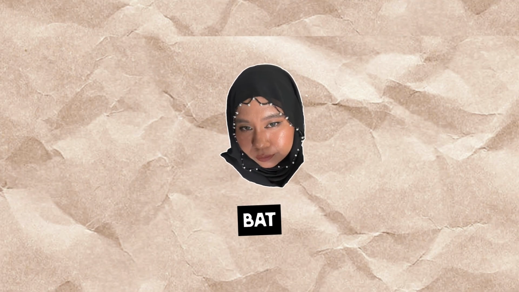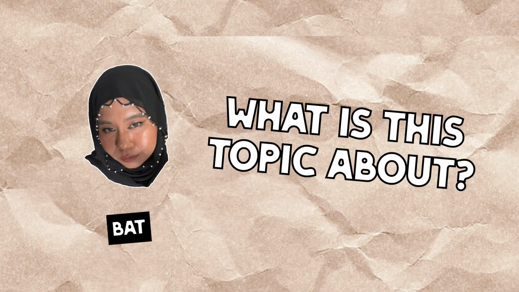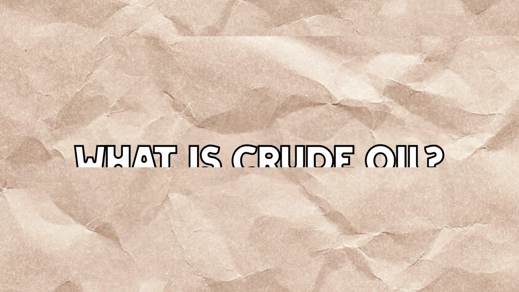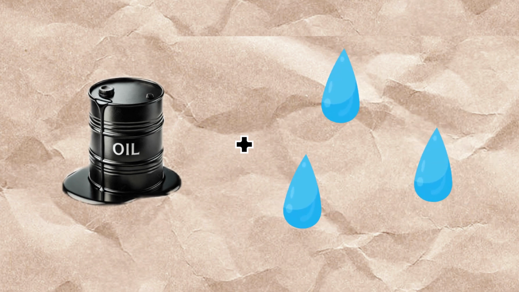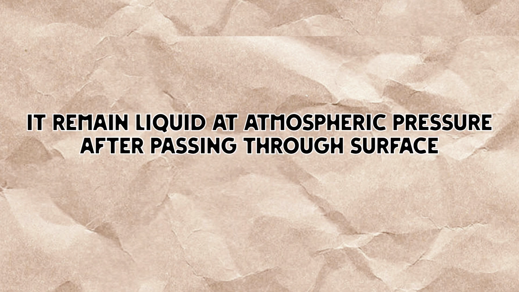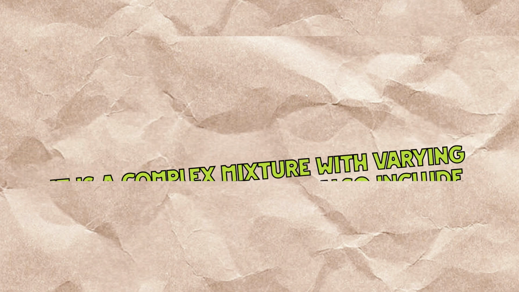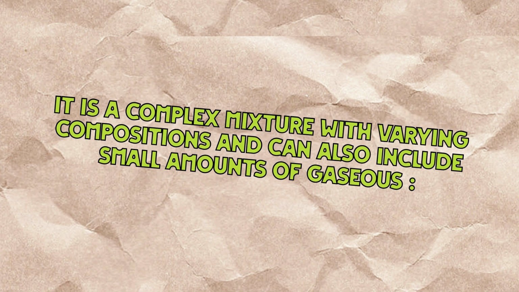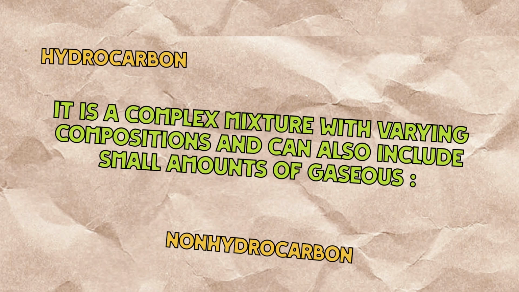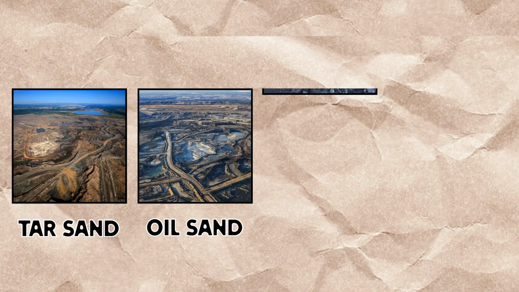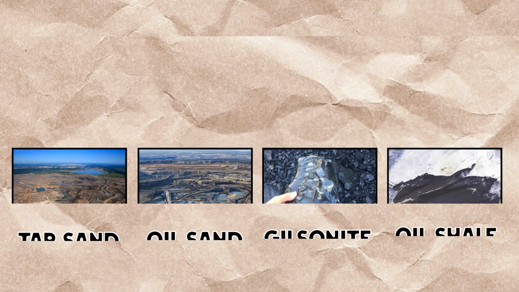Hi, my name is Bud, and now I want to explain what this topic is about. What is crude oil? Crude oil is a mixture of many different hydrocarbons that is found in liquid form in natural underground reservoirs. It remains liquid at atmospheric pressure after passing through surface separating facilities. It is a complex mixture with a varying composition and also includes small amounts of gaseous hydrocarbons, non-hydrocarbons and liquid hydrocarbons that derive from tar sand, oil sand, gas oil and oil shale.